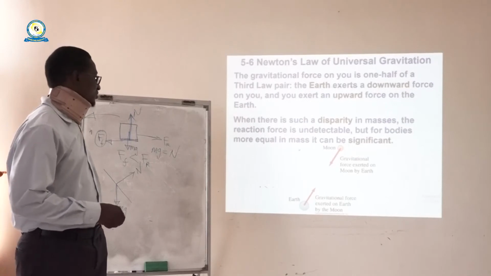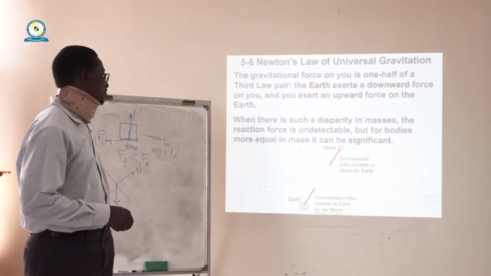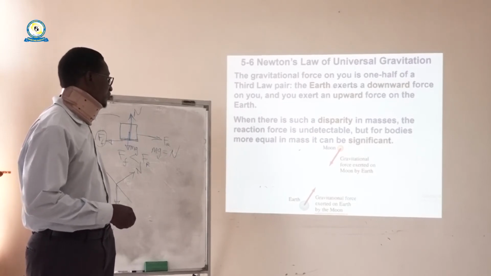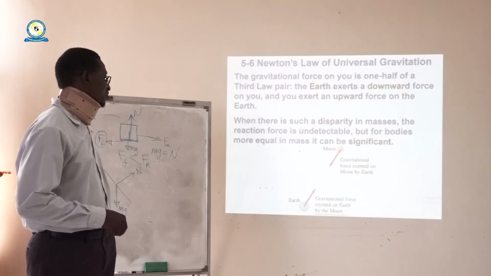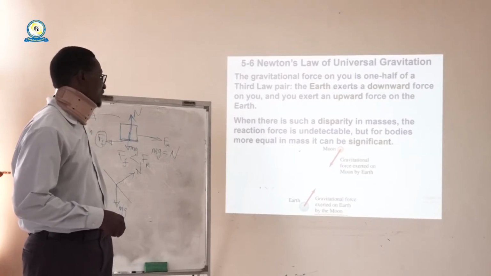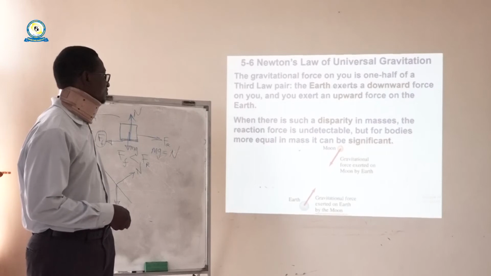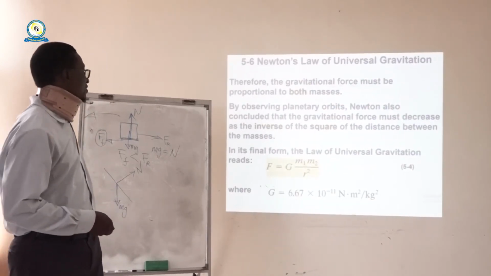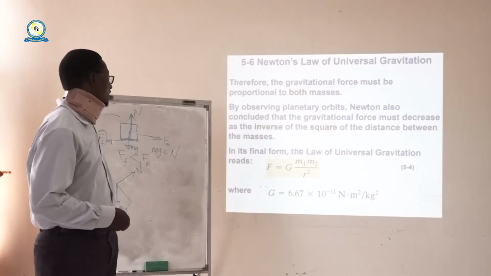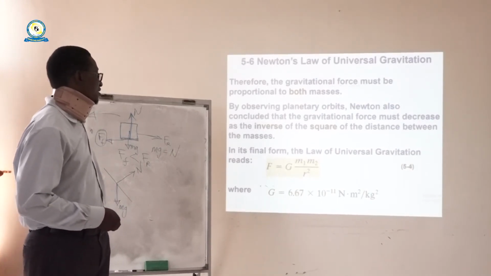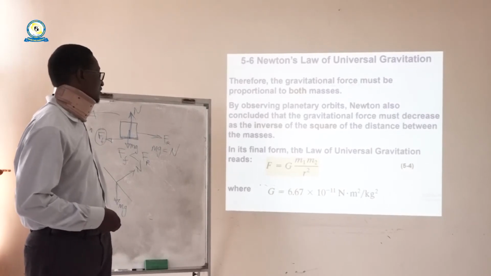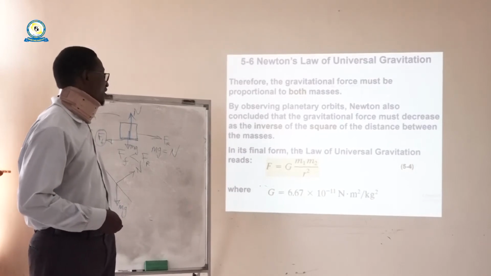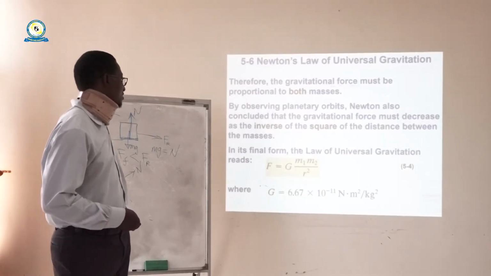This is the moon, with the gravitational force exerted on the moon by the Earth. This one is being pulled toward the Earth. The gravitational force exerted on the Earth by the moon, this one. Therefore, the gravitational force must be proportional to both masses. By observing planetary orbits, Newton also concluded that the gravitational force must increase as the inverse of the square of the distance between the masses.